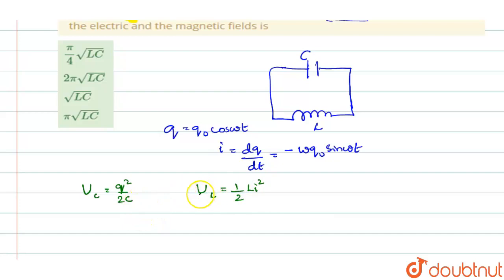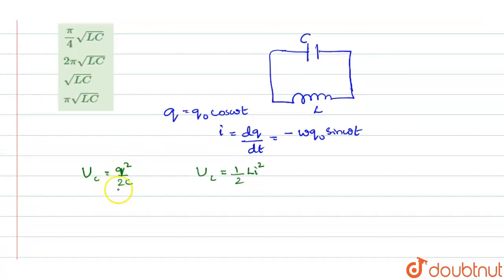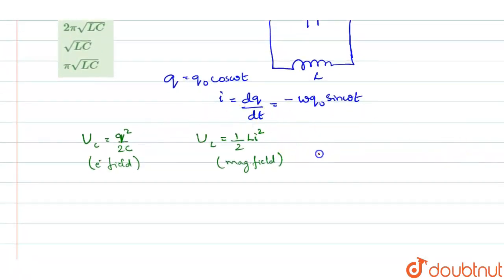Now, the time at which energy is stored equally between the electric and magnetic field. Electric field is present in the capacitor, magnetic field is present in the inductor. So what they are asking is, you are supposed to calculate the time at which the energy remains the same between the electric and magnetic field, correct? So we shall say that at some instant of time t, UC will be equal to UL.